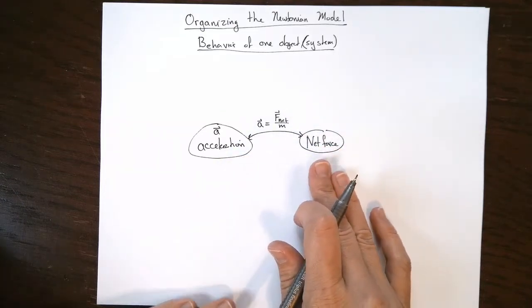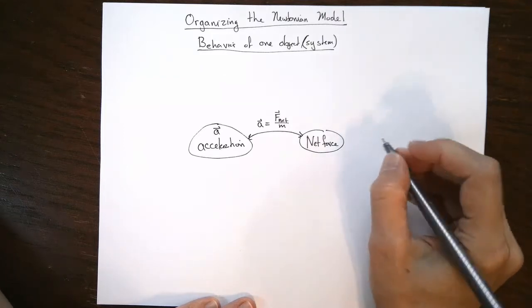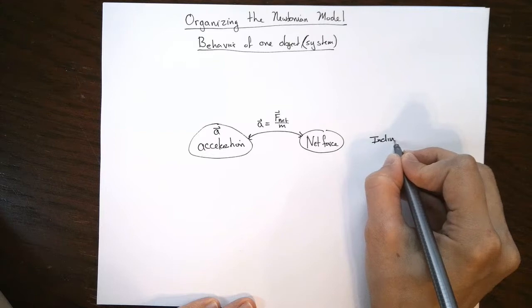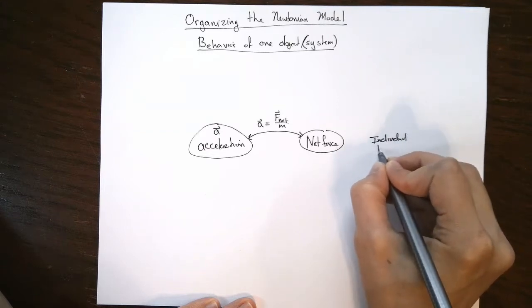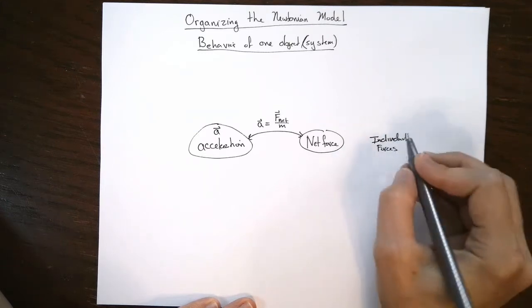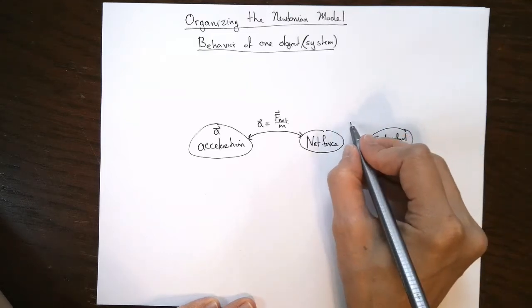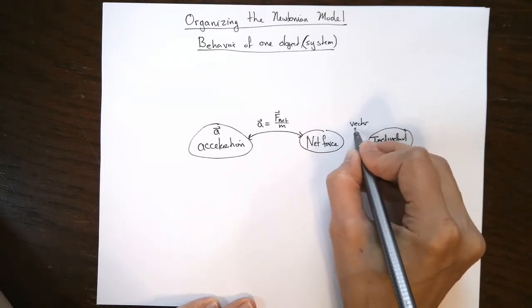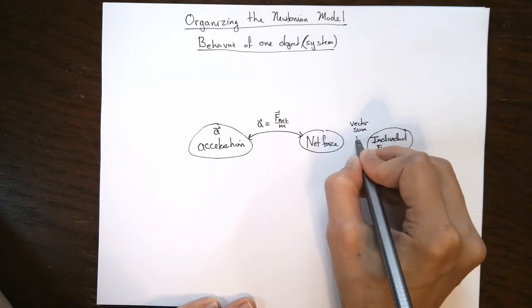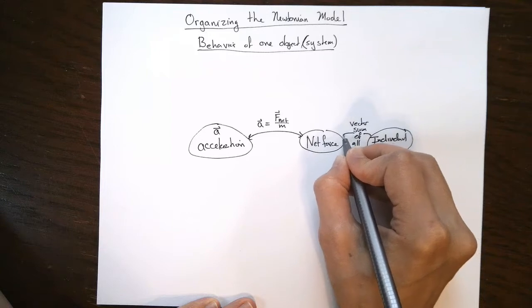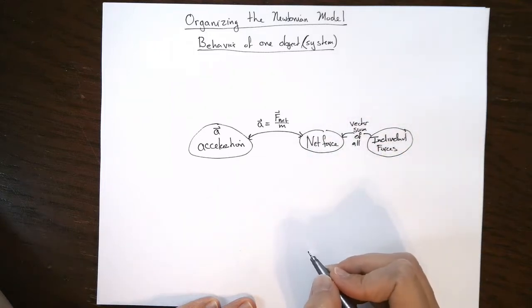And for the net force, well, that of course is the vector sum of all the individual forces that happen to be acting on this object. So if we look at those, we will add those up as a vector sum of all of the forces that happen to be acting on this particular object to get us the net force.